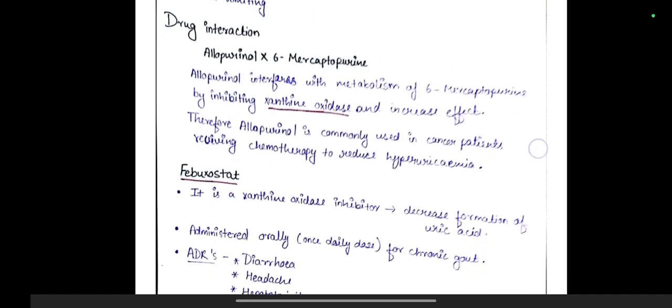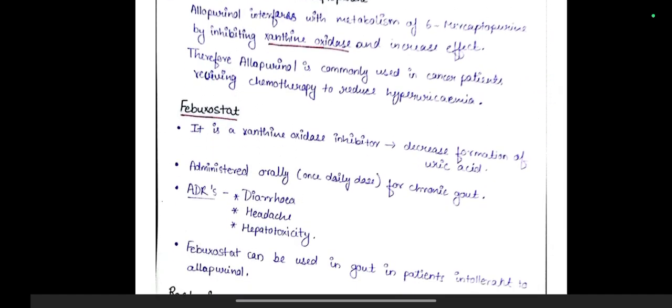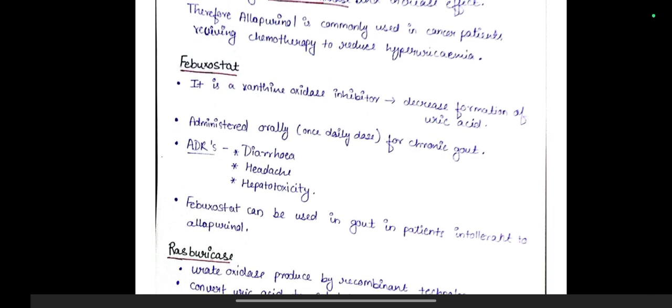Now let's talk about febuxostat. It is also a xanthine oxidase inhibitor and further decreases the formation of uric acid. Administered orally for chronic gout. Adverse effects: diarrhea, headache, hepatotoxicity. Febuxostat can be used in gout patients intolerant to allopurinol.